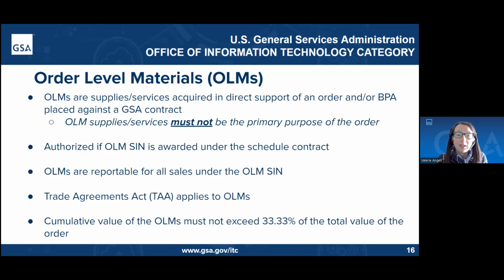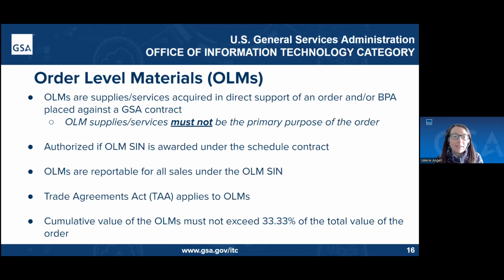Now, the OLM SIN would have been awarded by mass modification. For newer contracts, this happens immediately after award, either the same day or the very next day. If you don't know if your contract has the OLM SIN, you can check it out on the GSA e-library site. If you just go to the GSA e-library site and you search your own contract number with no dashes, it will give you a list of SINs on your contract. And if you have the OLM SIN, you will see it listed there as OLM under the SIN list.